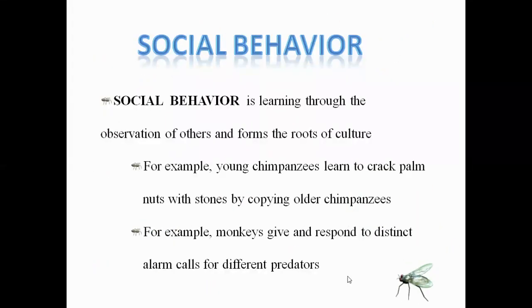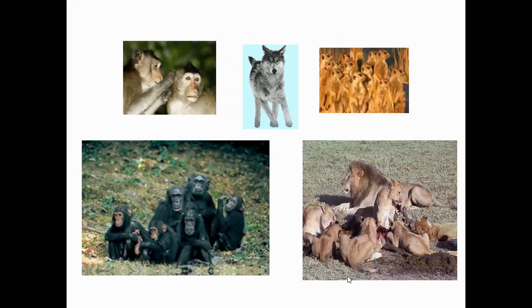Next one, social behavior. Social behavior is learning through the observation of others and forms the roots of culture. We are going to see two examples. First one is young chimpanzees learn to craft tools with stones by copying older chimpanzees. And next one, monkeys give and respond to distinct alarm calls for different predators.